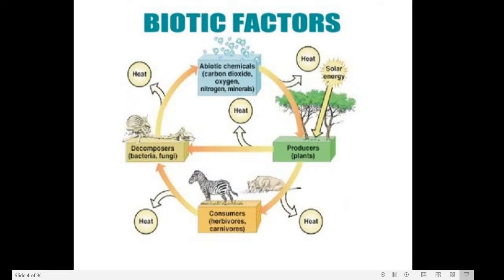First is the abiotic chemicals: carbon dioxide, oxygen, nitrogen, minerals. These abiotic chemicals help the plant producers. The producers use solar energy and produce food for consumers. Consumers are of two types, herbivores and carnivores. Herbivores means plant eaters and carnivores means animal eaters. They consume the food, and after some time they all die. After the death of the animal, the body is decomposed by bacteria and fungi. The fungi and bacteria produce oxygen, carbon dioxide, nitrogen and minerals. That is the circulating process.